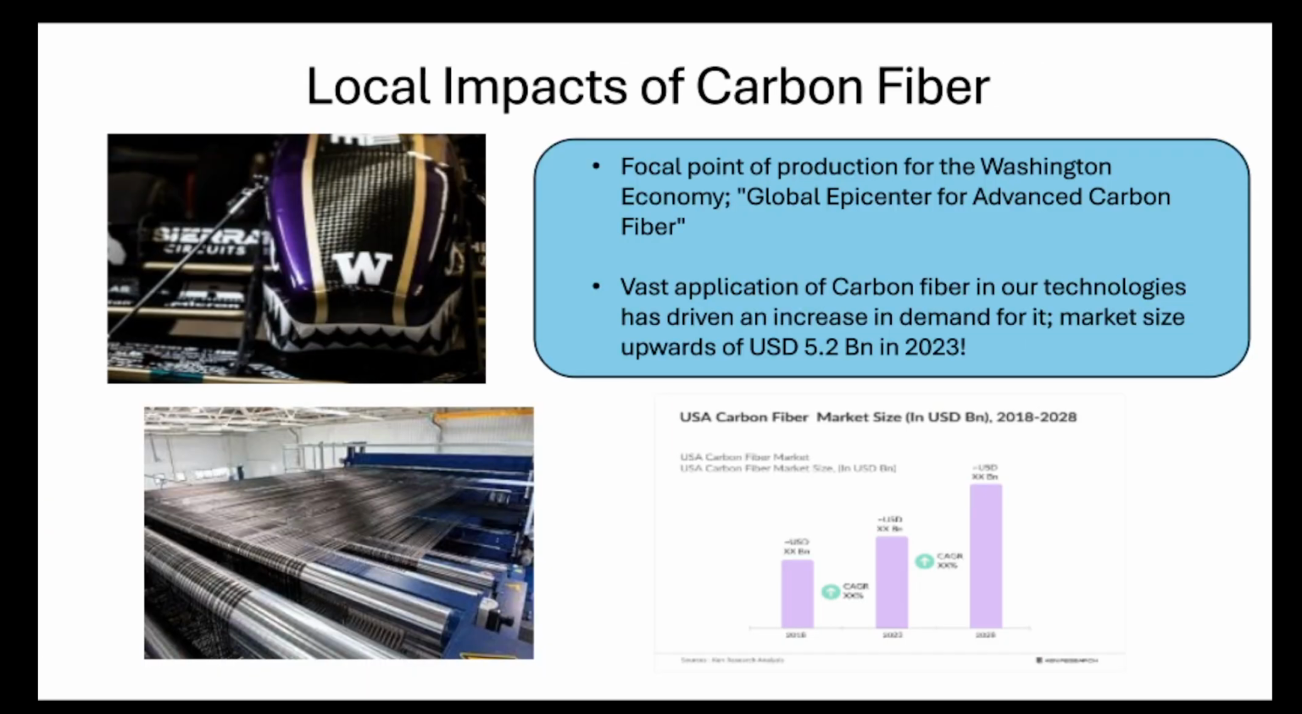We also have our local impacts of carbon fiber, which is here in the U.S., and this is mainly for the economy. So it's the focal point of production for the Washington economy, which makes it in demand. Everybody wants to use it because it's such a good material to use, as opposed to other metals that are heavier and less durable. And this demand and this need for more factories and more production has actually increased the U.S. GDP up to $5.2 billion last year, which is a lot of money.